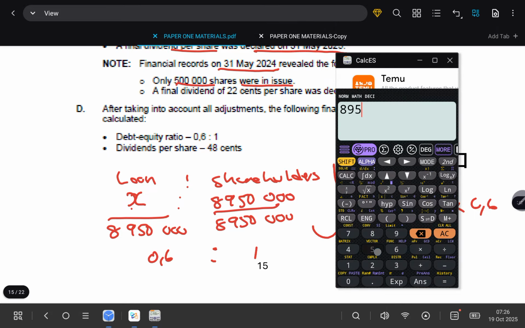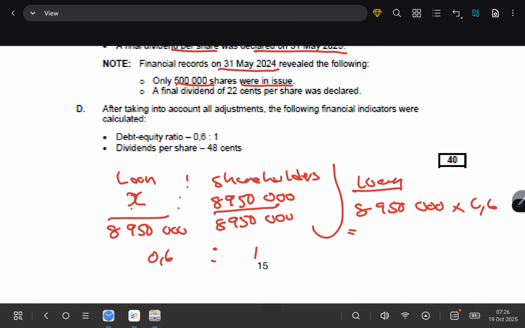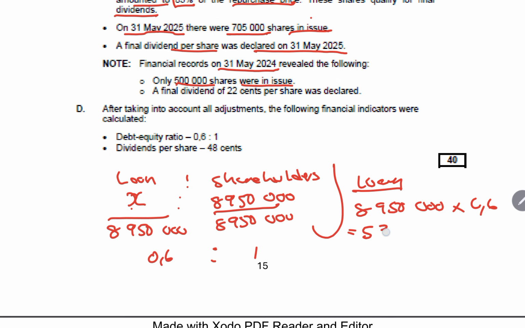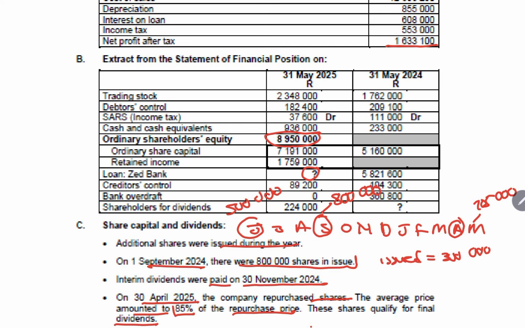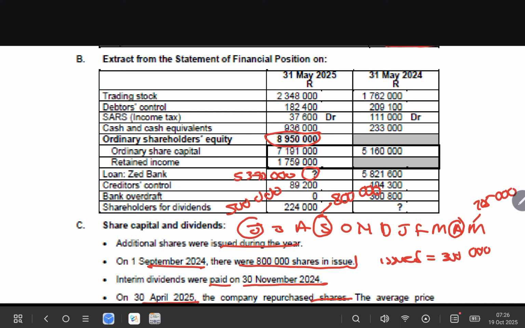8,950,000 multiplied by 0.6 gives us 5,370,000. So that 5,370,000 is the loan that we are looking for. That is the question mark here. So you can see that from here to here, there was a payment that was made, because there is not any other additional information that you can use.